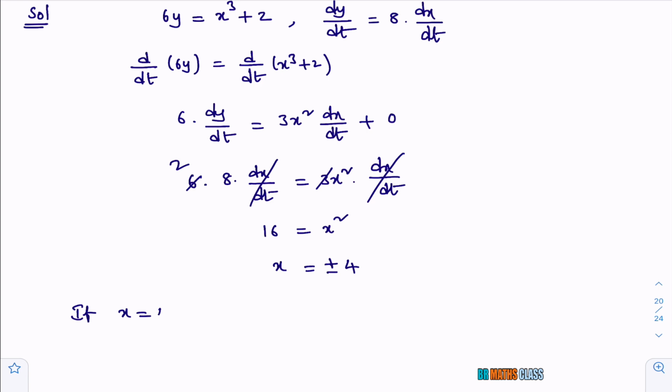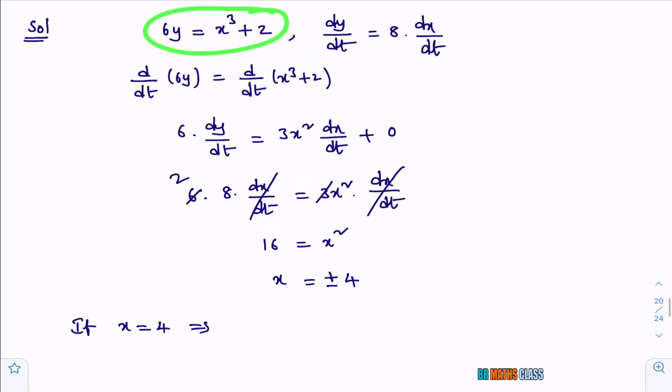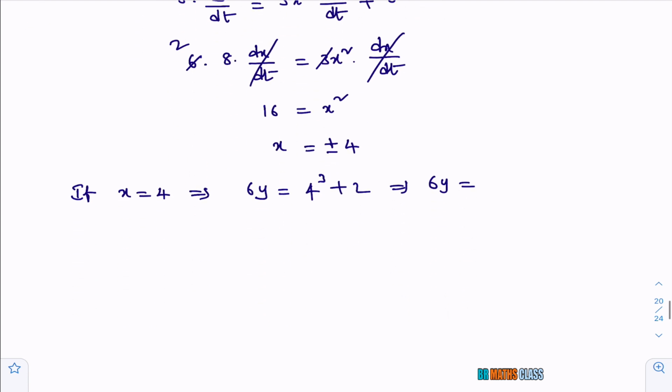If x equals 4, substitute x equal to 4 in 6y equals x cube plus 2. Here x is 4 now, so 4 cube plus 2. That implies 6y equals 4 cube, which is 64. 64 plus 2 is 66. So from this, y is 66 by 6, that is 11. Therefore, we got one point: when x is 4, y is 11. So this is one point.